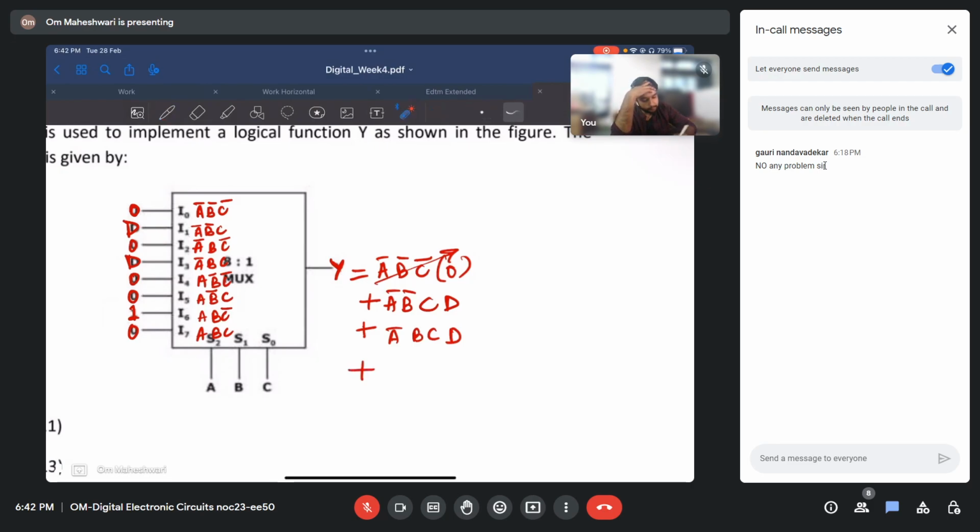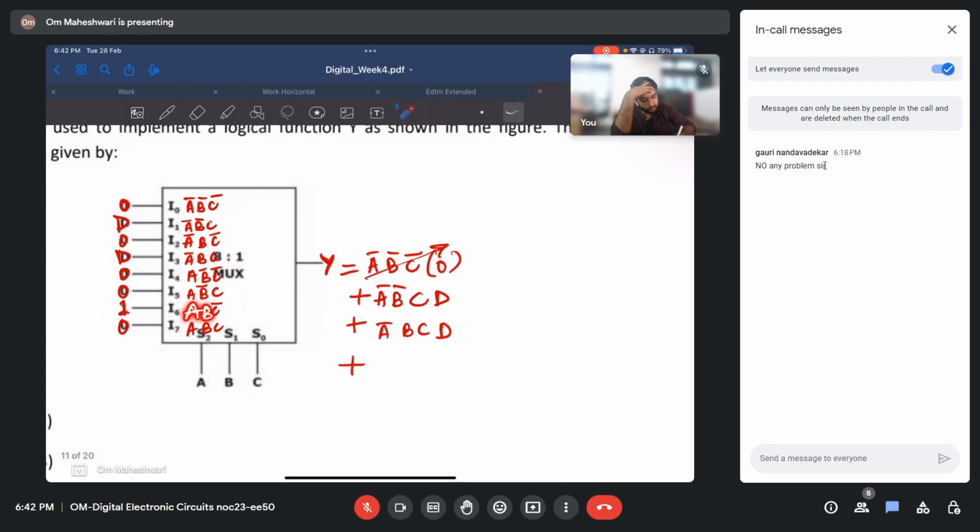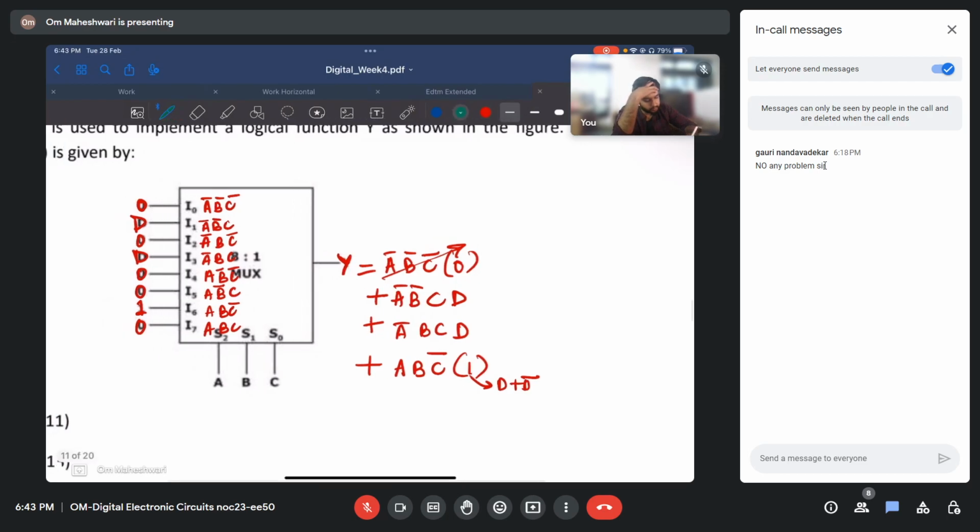Plus, and we have A B C bar, we have 1. So I'll expand this 1 as D plus D bar. So if I write this term only, it will be expanded as A B C bar D plus A B C bar D bar.